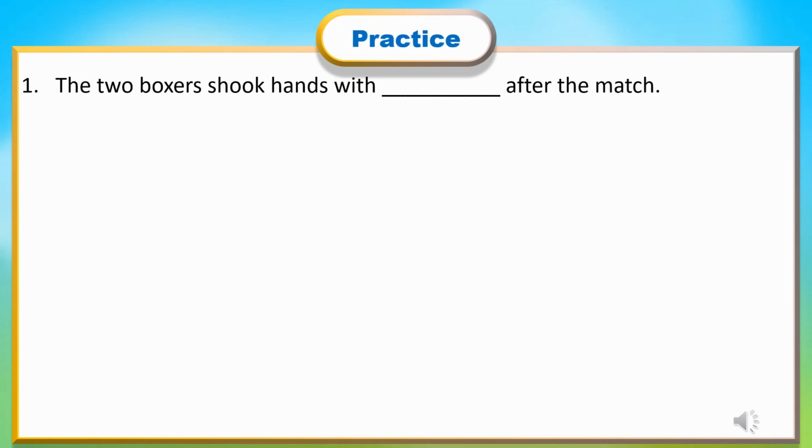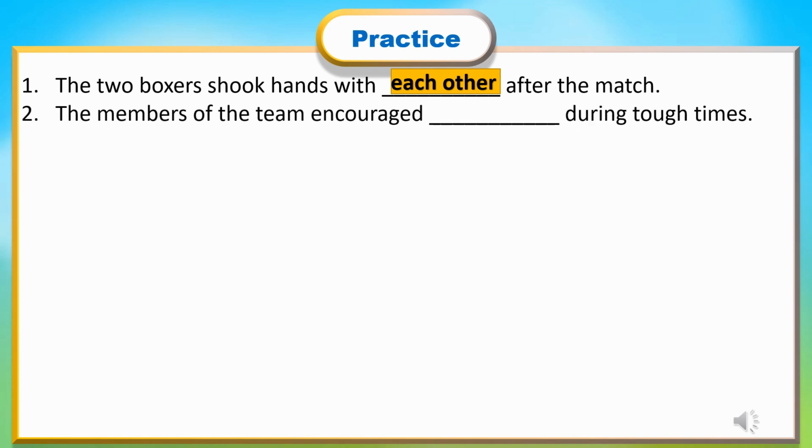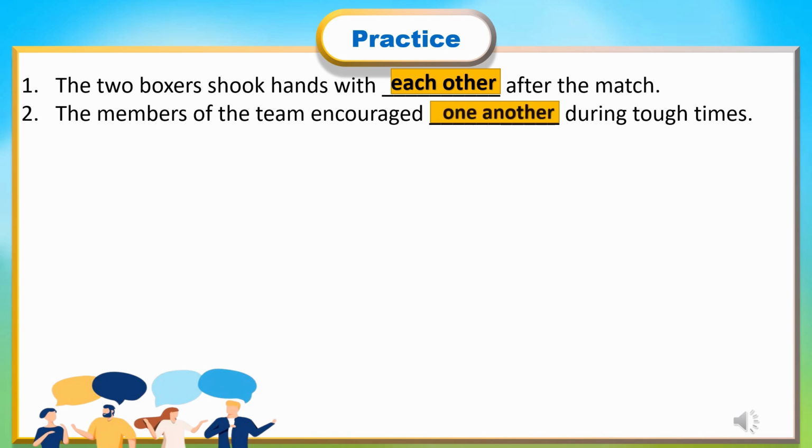Choose each other, for two, or one another, for groups, in each sentence. Watch for possessives too. Begin. The two boxers shook hands with blank after the match. Each other for two individuals. The members of the team encouraged blank during tough times. One another for a group.